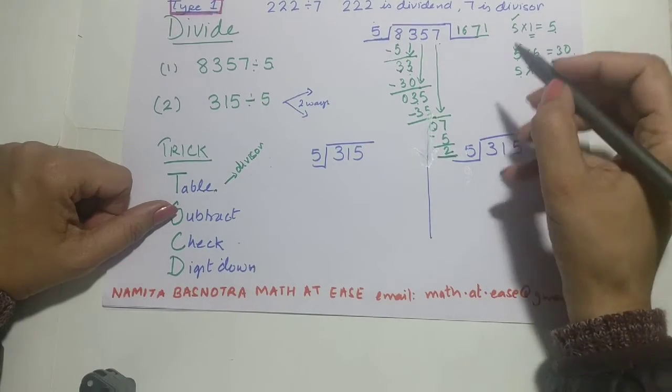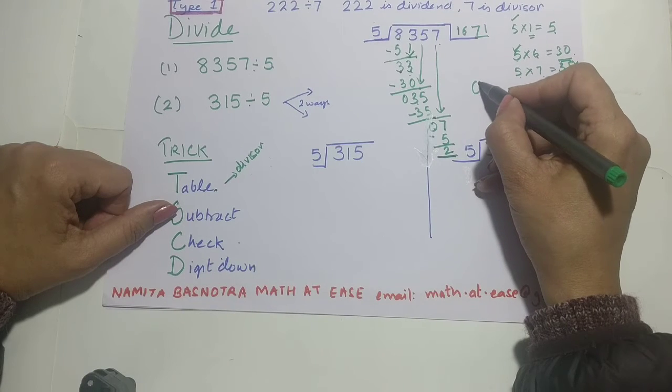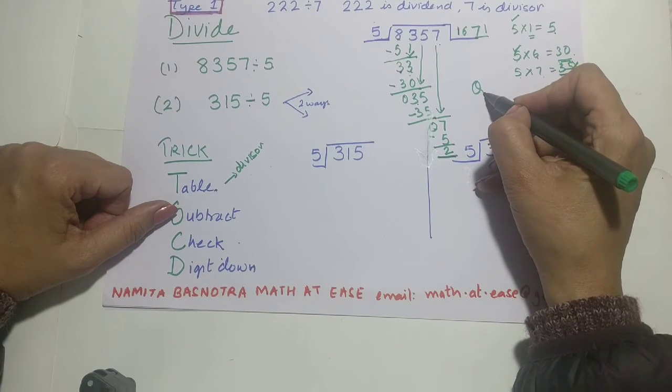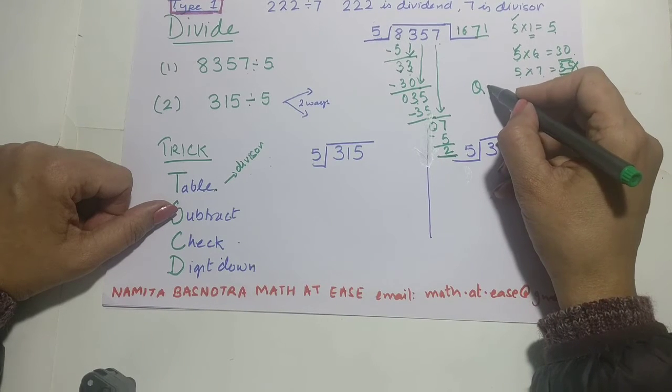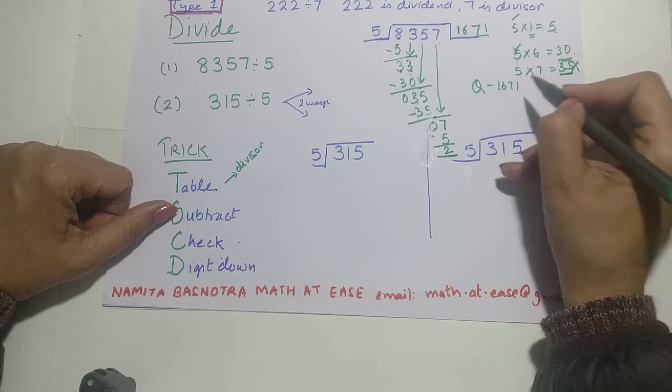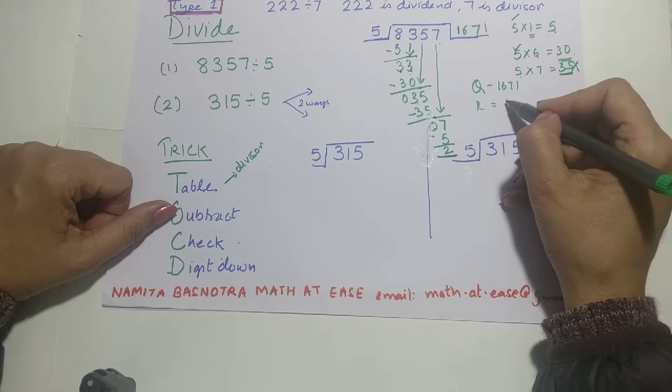Easy. But now we have to write the answer, and the answer to a division problem is the quotient. So the quotient here is 1671, and the remainder here is 2.